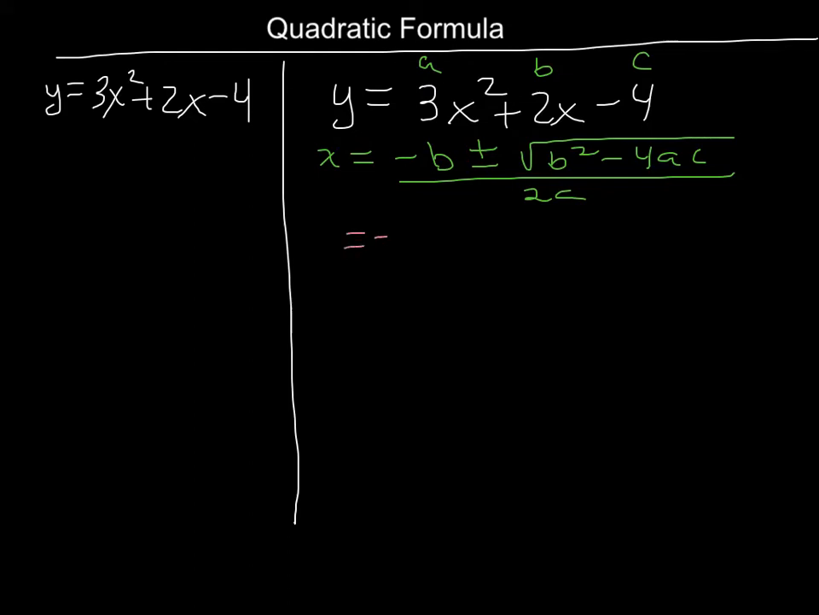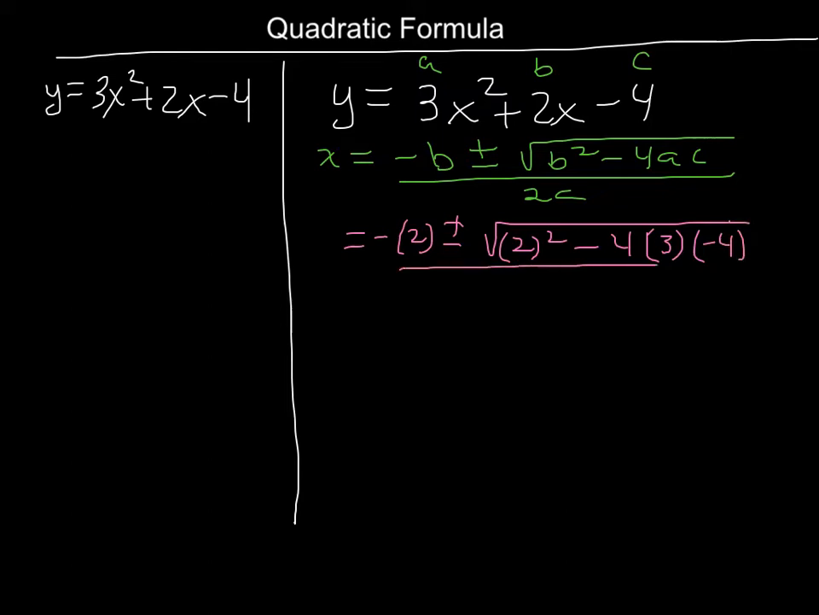So I have negative b, which is going to be negative 2, plus or minus the square root, and then b squared, so that's going to be 2 squared minus 4 times 3 times negative 4, all of that divided by 2 times 3, which is a.